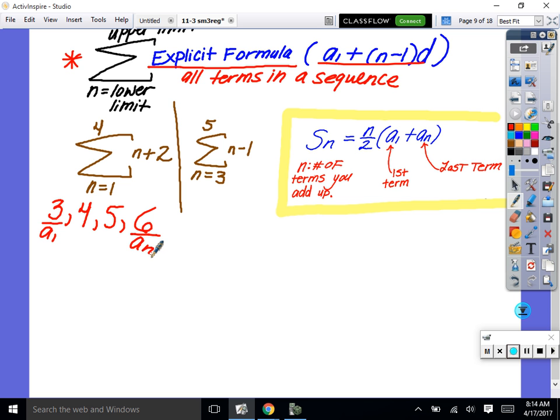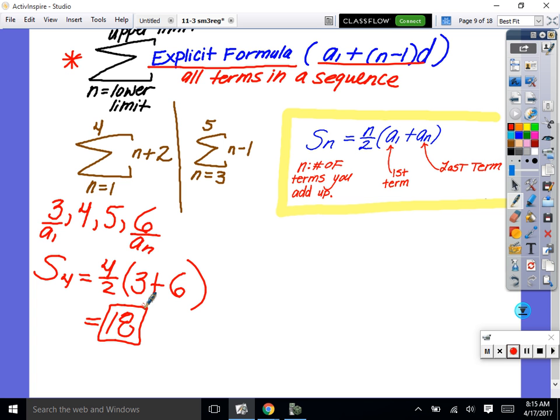Everybody understand? We're summing up 4 terms, right? So just use your formula. The sum of 4 terms is equal to n, which is 4, divided by 2, times a sub 1, which is 3, plus a sub n, which is 6. So now let's type it in. What do you get? Awesome. It is 18. The sum was 18. Does everybody understand?